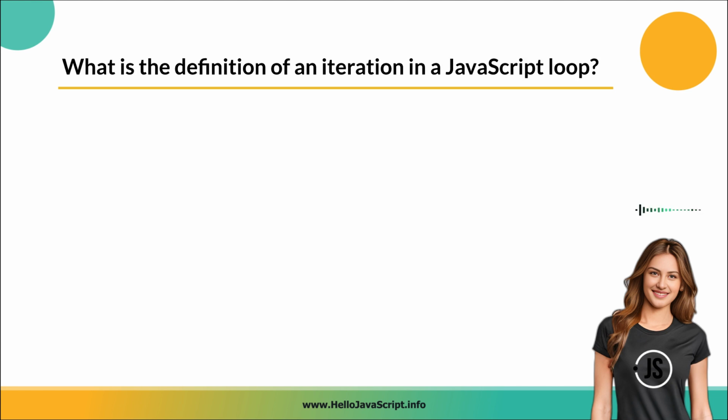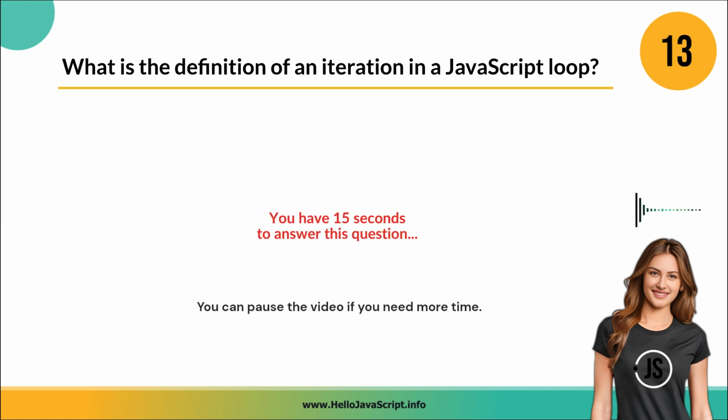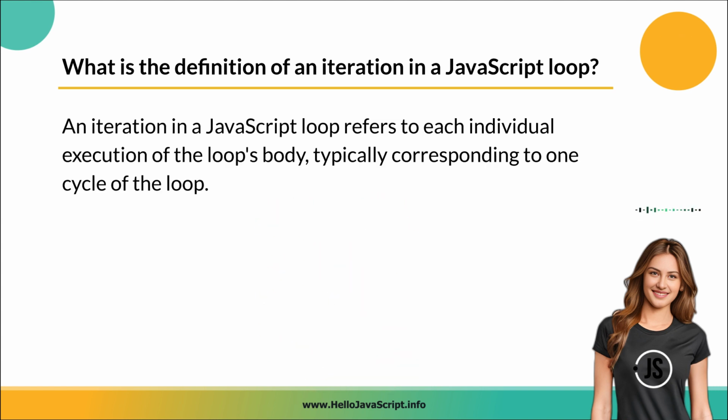Let's look at the next question. What is the definition of an iteration in a JavaScript loop? This is the correct way to answer this question. An iteration in a JavaScript loop refers to each individual execution of the loop's body, typically corresponding to one cycle of the loop.